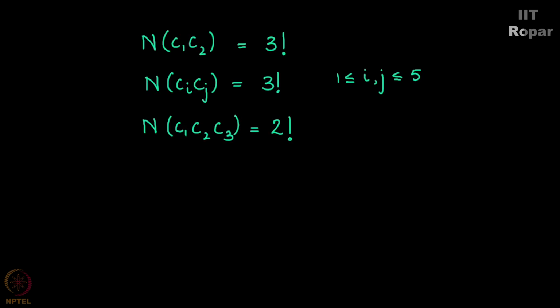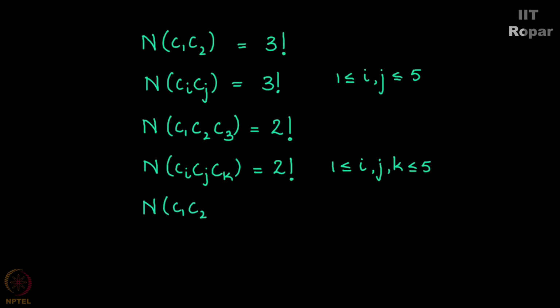Can this be true in general? Yes, which means N of Ci, Cj, Ck is 2 factorial for i, j, k lying between 1 to 5. Now, we have 5 people in all and we have covered 3 conditions.